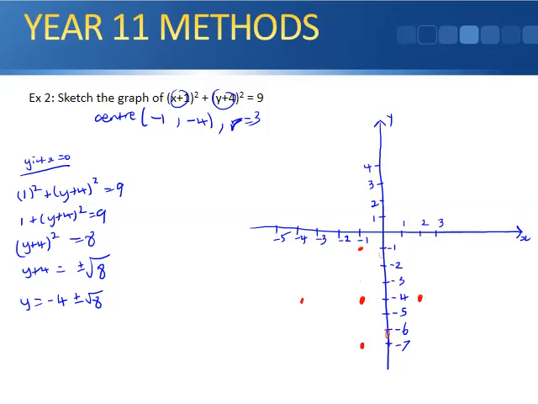So if I was to mark that, -4 minus the square root of 8 will be around here somewhere, and you can get your calculator and work that out. And -4 plus the square root of 8 will be somewhere around here, and again, work it out on your calculator. I'm going to try and draw this circle as best that I can, freehand, and that's not bad. So make sure you mark all those things in, please.